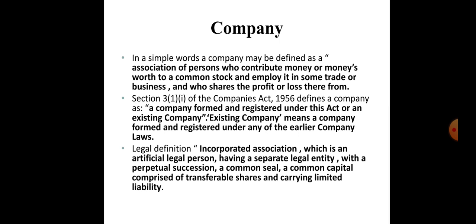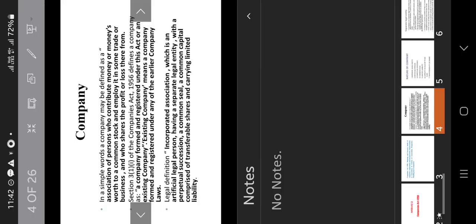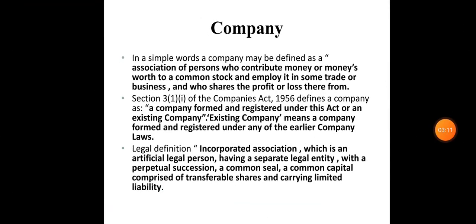So that is nothing but sales. That is a buy and give and take policy, or buying and selling, and who shares the profit or loss therefrom, right? So a place where we take up such transactions, that place we call a company.